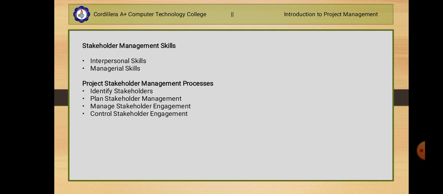When we say interpersonal skills, the project manager must also know how to convert that into positive energy in their favor. Next, you have the managerial skills.